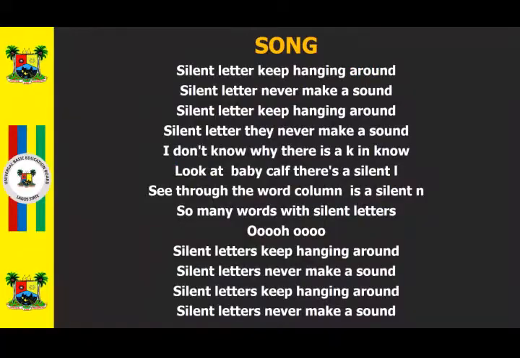1, 2, go. Silent letter keep hanging around. Silent letter never make a sound. Silent letter keep hanging around. Silent letter that never make a sound. I don't know why does a K in no. Look, a baby calf does a silent L. See through the column is a silent N. So many words with silent letters. Oh, silent letters keep hanging around. Silent letters never make a sound. Silent letters keep hanging around. Silent letters, they never make a sound.